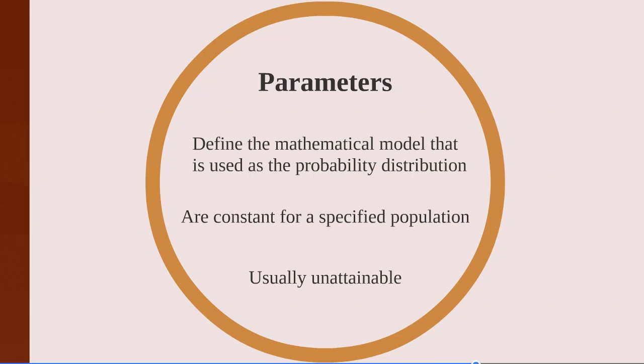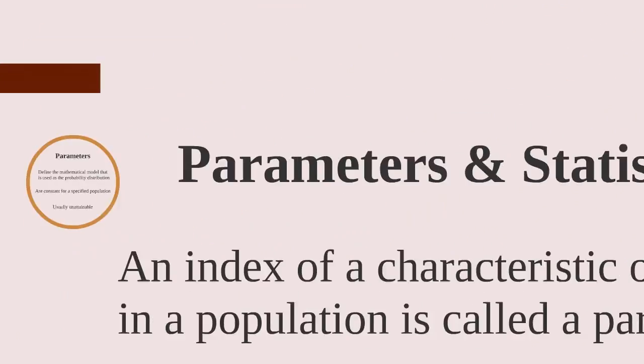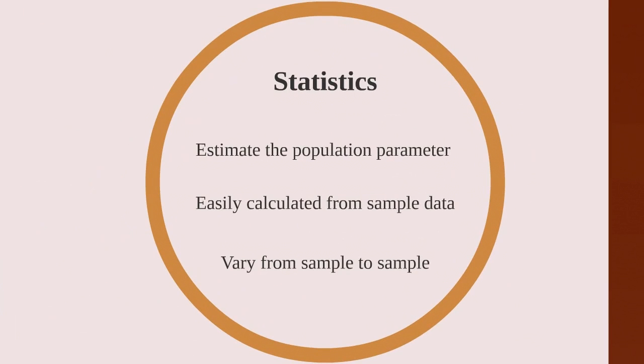Another thing to know about parameters is that they are constant for a specified population. That is, once we define a population, there's a defined mean for that population. There's a defined standard deviation. It's a single number. The problem is that number is usually unattainable because we cannot measure the entire population. That's why we turn to statistics to estimate the population parameter.